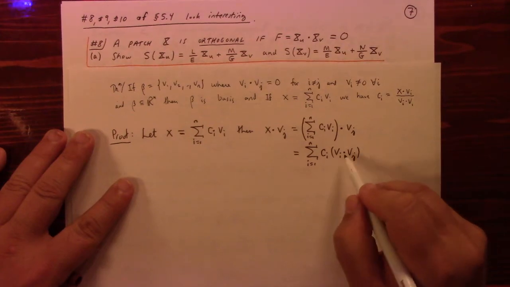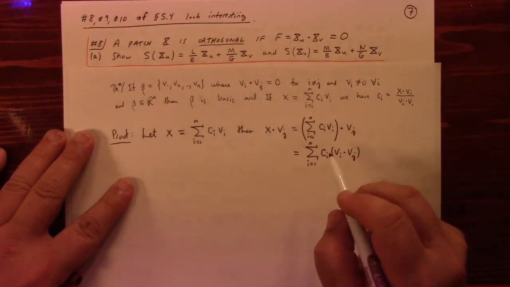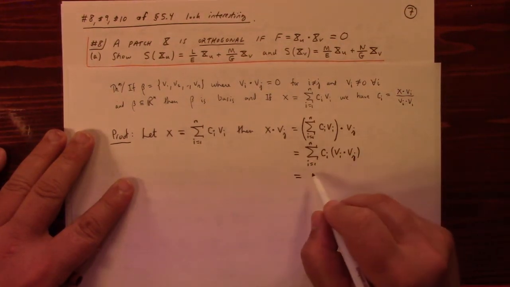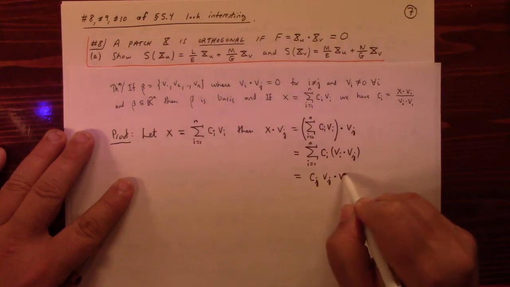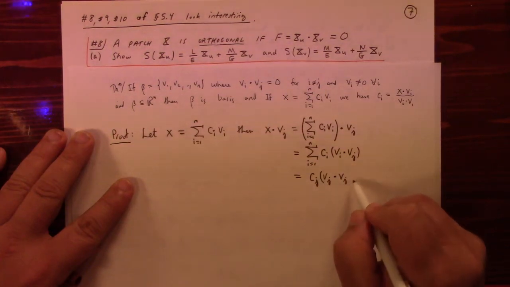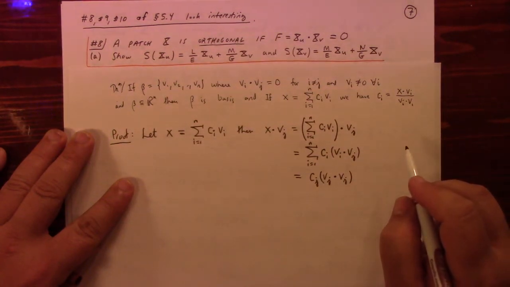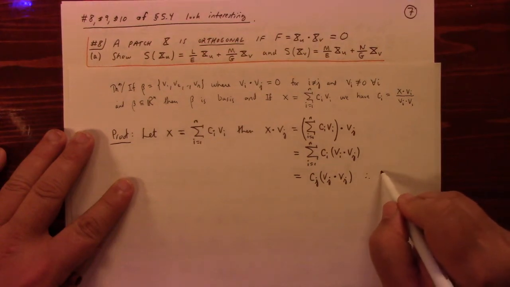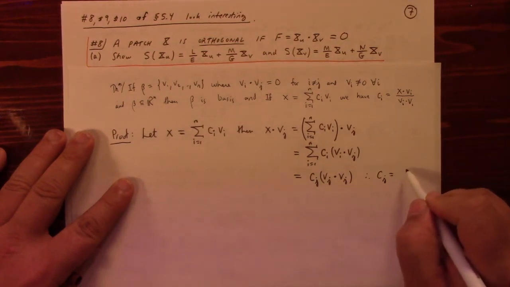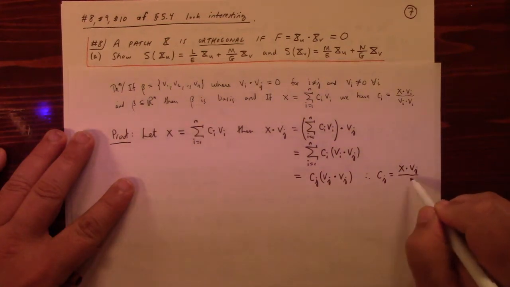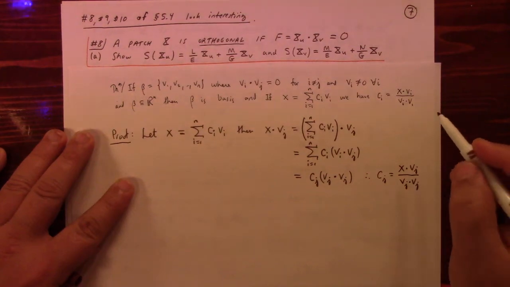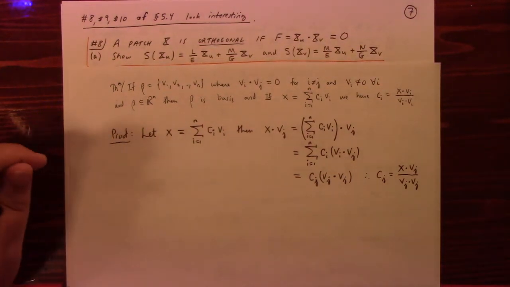But what's the deal with this? Well, it's 0 for i not equal to j. So this just gives us cj vj dot vj. That's the only term that survives. So therefore, cj is x dot vj divided by vj dot vj. Now that is precisely my claim in the theorem.